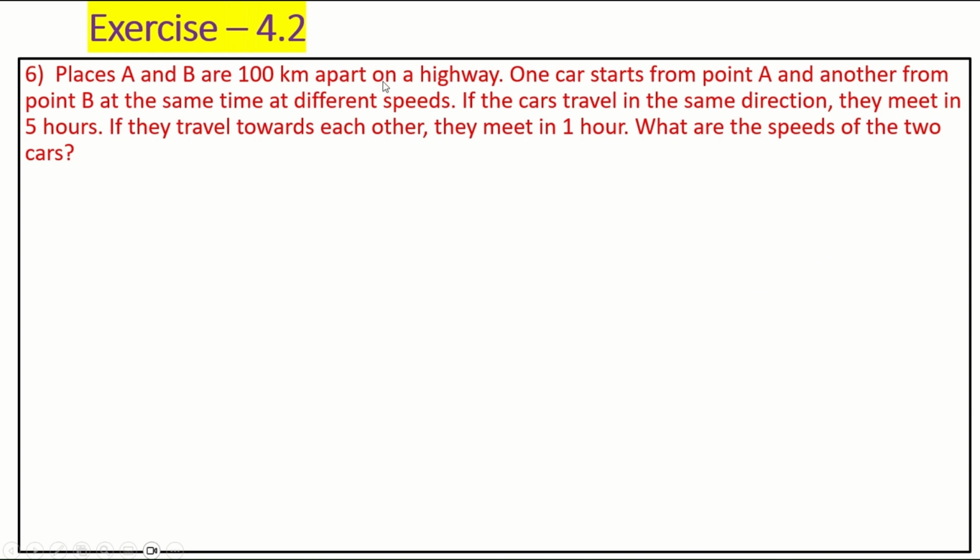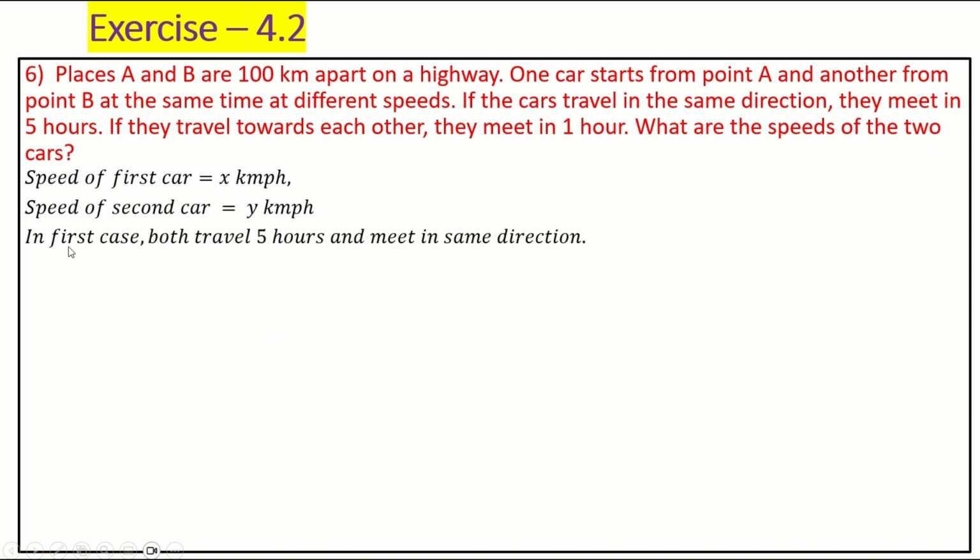Places A and B are 100 kilometers apart on a highway. One car starts at point A and another at point B at the same time at different speeds. If the cars travel in the same direction, they meet in 5 hours. If they travel towards each other, they meet in 1 hour. What are the speeds of the two cars? Okay. Speed of the first car is x kilometers per hour. Second car is y kilometers per hour, let's say.